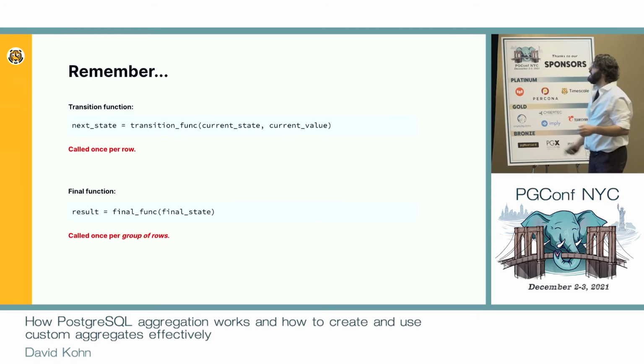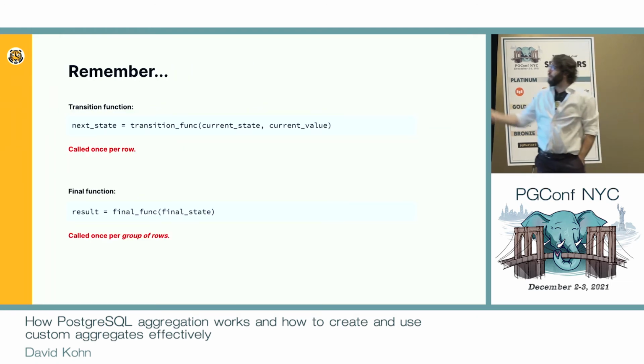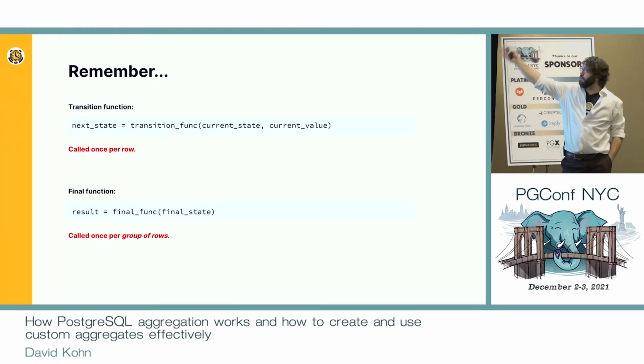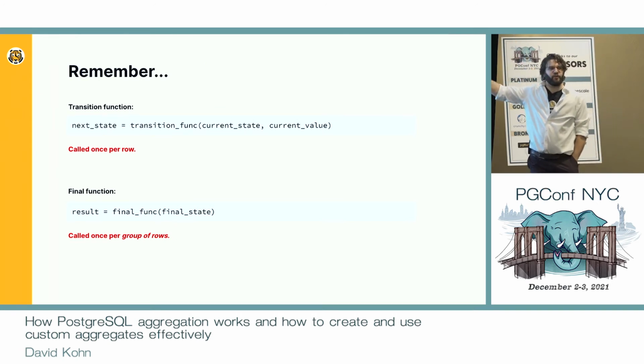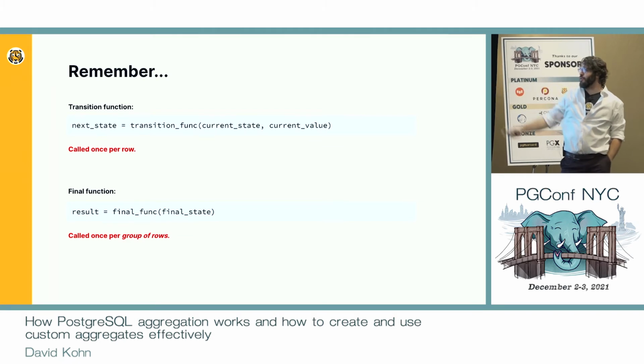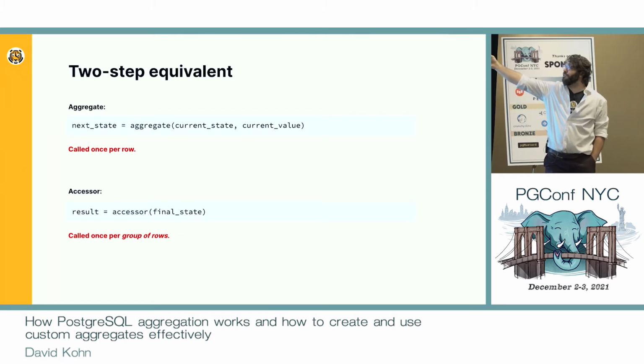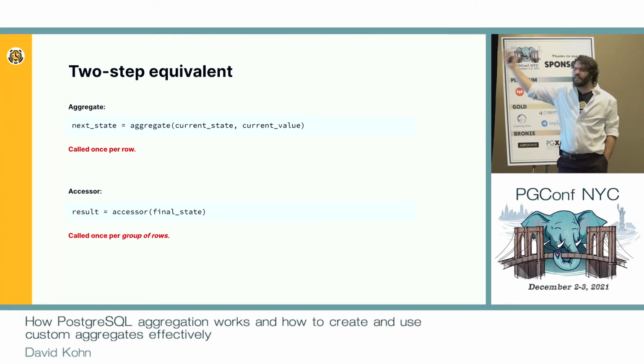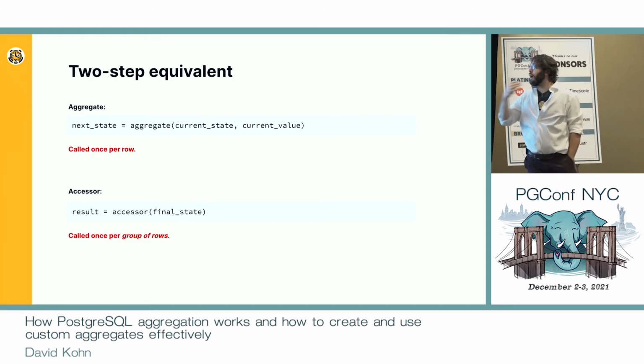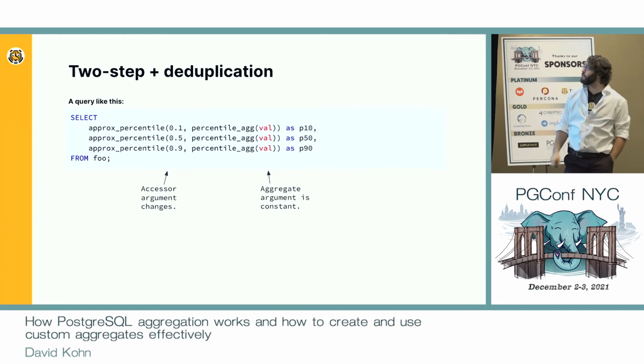This is nice. Yeah, and just to reiterate, the transition function is called once per row, the final function is called once per group of rows, and this is the same thing for our aggregate. So it's also going to be called once per row, whereas the accessor is going to be called once per group of rows.